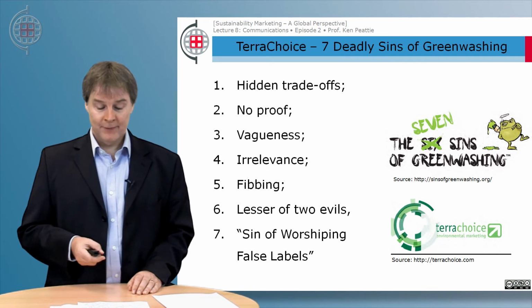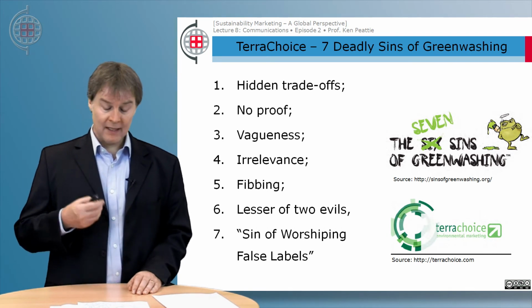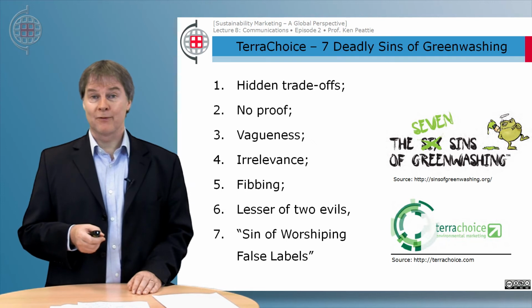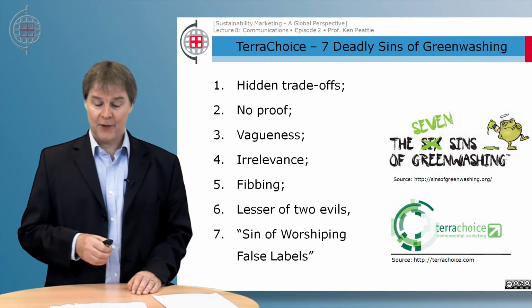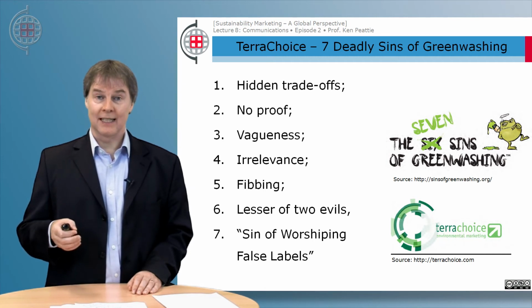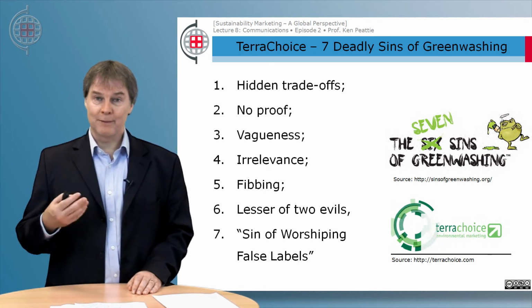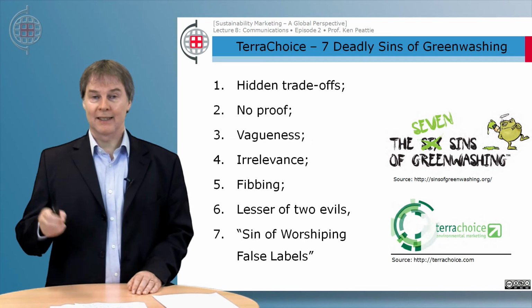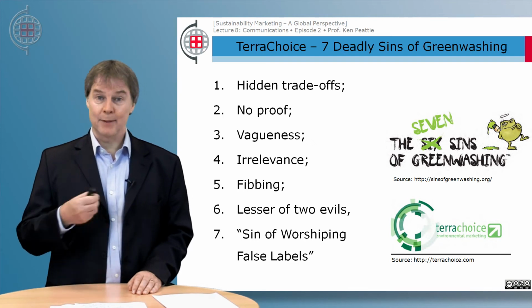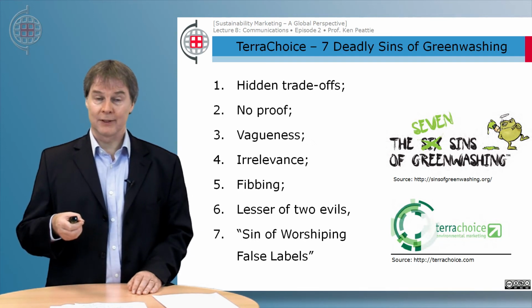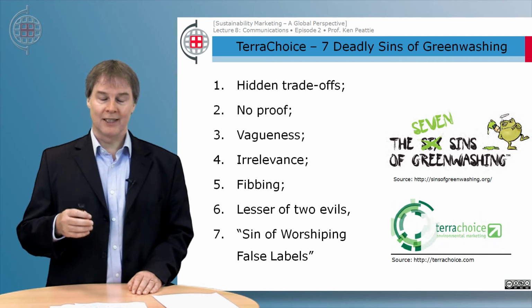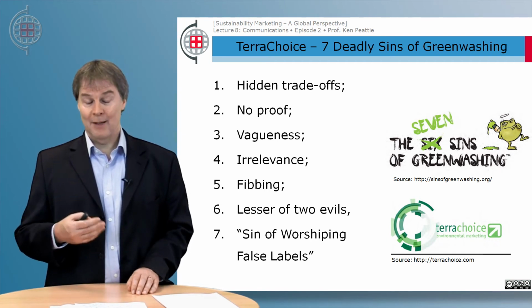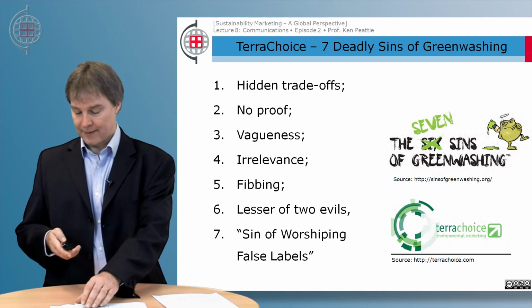And the seventh one in the sins is the sin of worshipping false labels. And amazingly enough, TerraChoice found 31% of products that they examined gave a false impression through the labelling that that product had been accredited independently for its sustainability credentials. So some labels were worse than others, but 31% gave some degree of false impression, and I think that's a very worrying amount of false labelling out there.